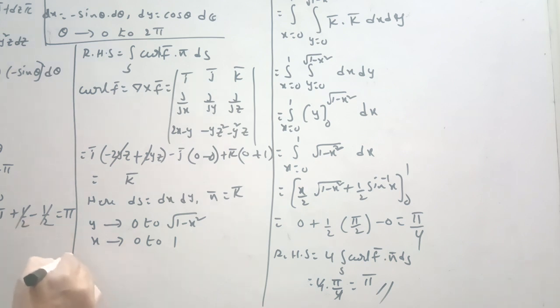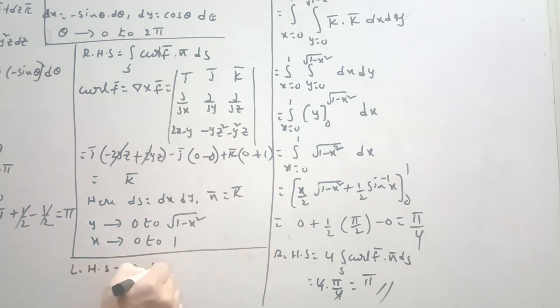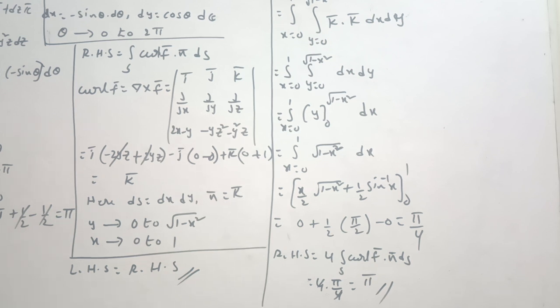So at the end, what we have to write: LHS is equal to RHS. So Stokes theorem is verified. Understand here?